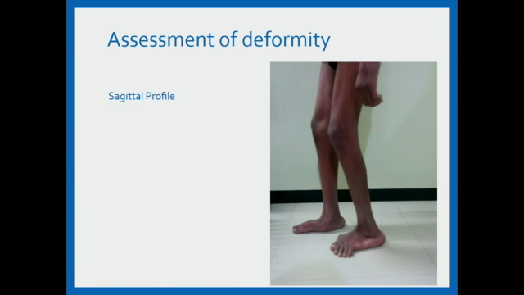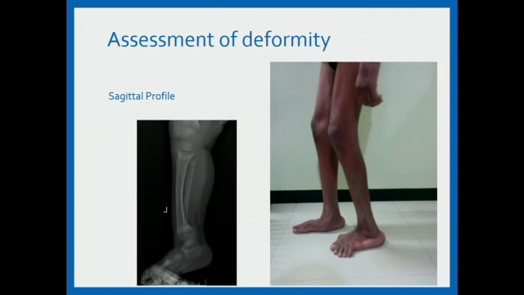Sagittal profile, you look at deformities around the knee. So this one has a flexion deformity, or otherwise you can also have a recurvatum or a procurvatum deformity in the tibia. This is a child with rickets.